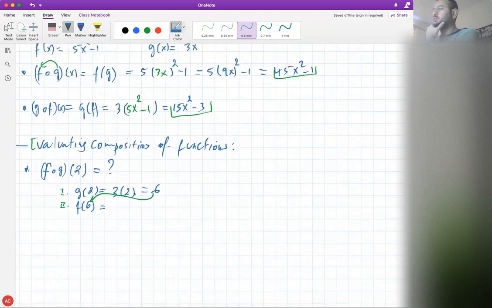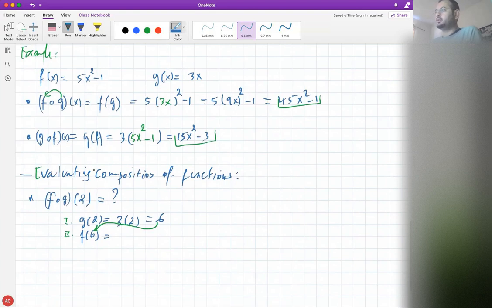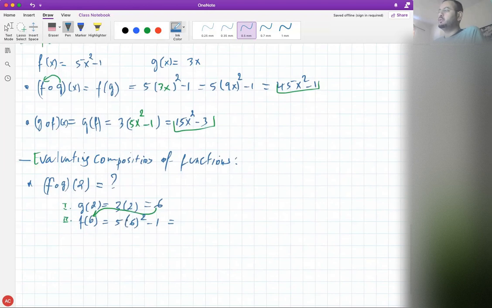So we found g of 2, which is 6. Now we're going to plug 6 into f, so f of 6 again. So we're going to plug 6 here. It's going to be 5 times 6 to the second minus 1. And when you evaluate, again, do the exponent first before the multiplication. Don't multiply yet. You got to do the exponent. 6 to the second, that's 36. And times that by 5, minus 1 would be 179.